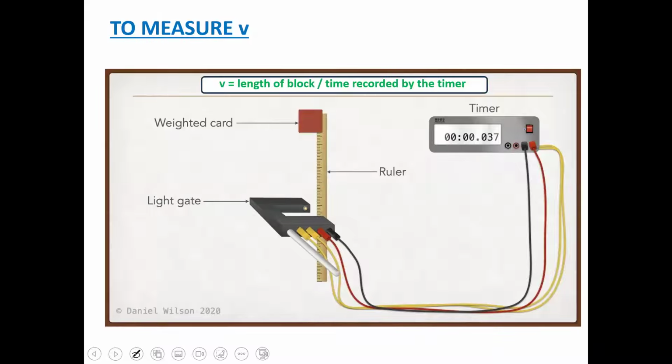What is the plan? We will use this approach because this is a single light gate. When the block goes through the light gate, the length of the block will be taken as the distance, and the time is recorded by the timer. I will measure the length of the block with a meter rule and use the formula: length of block upon time recorded by the timer. This would be the plan to find the velocity because I have a single light gate.